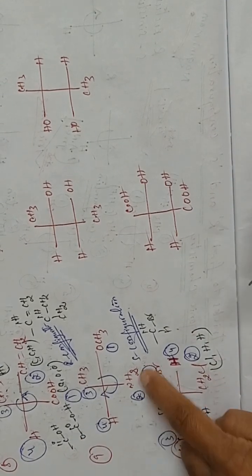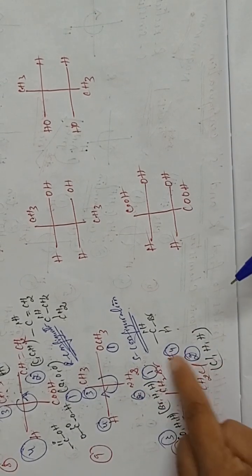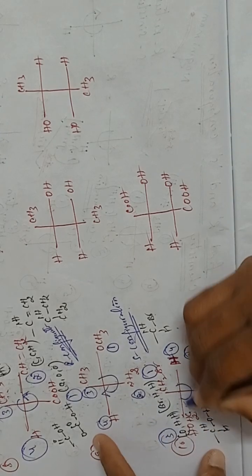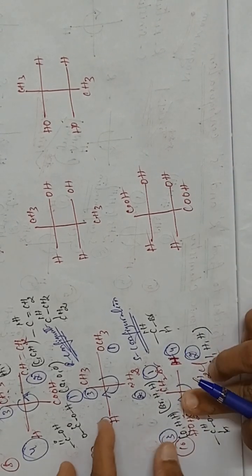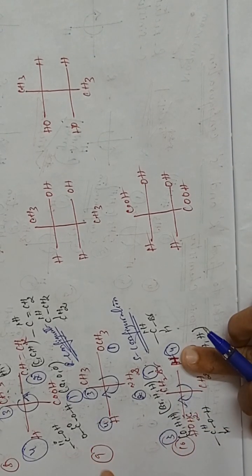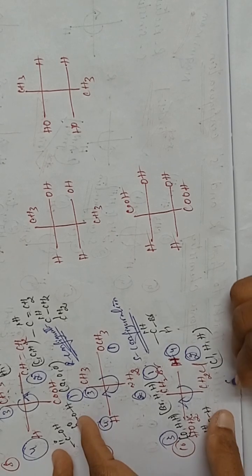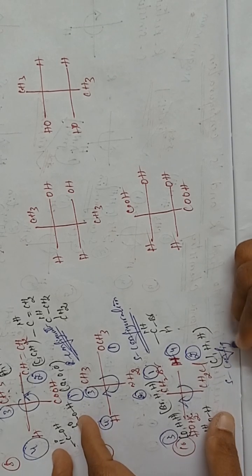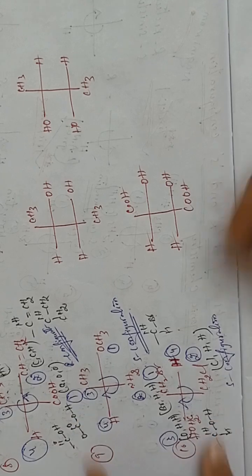Okay. Now 1, 2, 3, 4. Which direction is it, students? Clockwise direction. Clockwise direction, horizontal line. Horizontal line, clockwise direction. Which configuration? Yes, configuration. Clear?